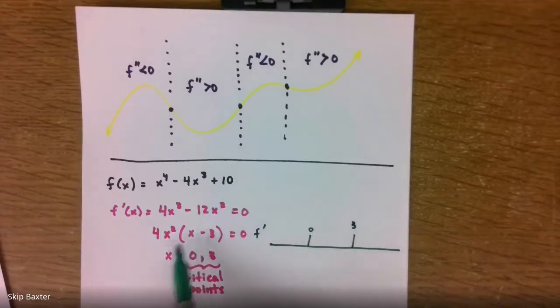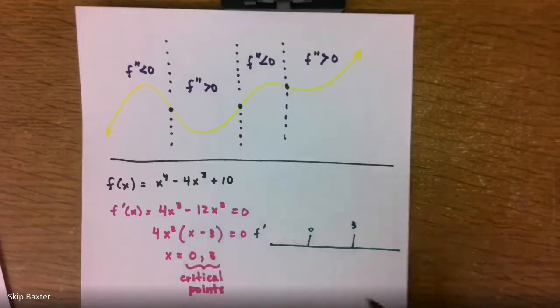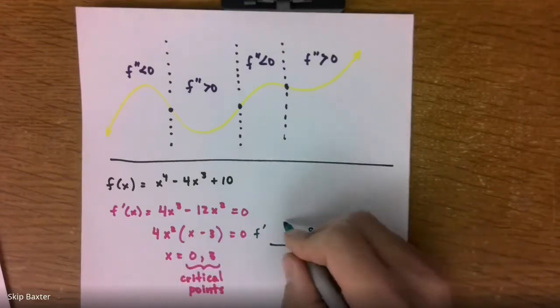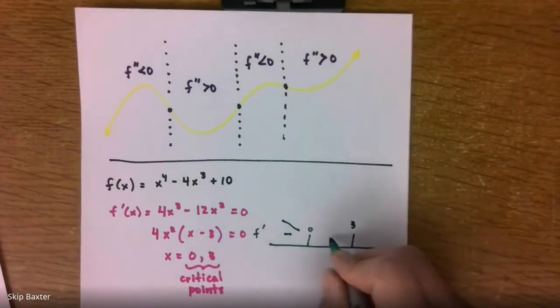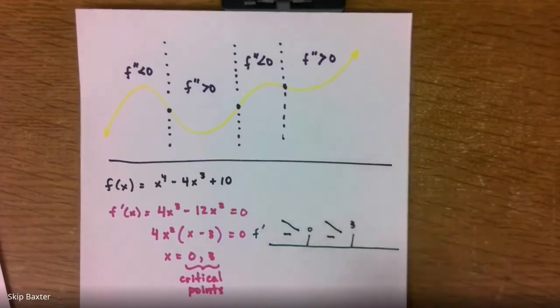So if I substitute, well, this 4x squared part, that's always positive. So I can kind of ignore that when it comes to the sign chart. I really just have to look at the x minus 3. If I plug in like -1, that's definitely negative. So it's decreasing. The function's decreasing on that interval. If I look at the interval from 0 to 3, like plug 1 in, it's also negative. And if I substitute in 4, it's positive.